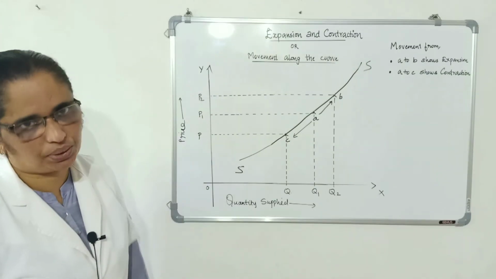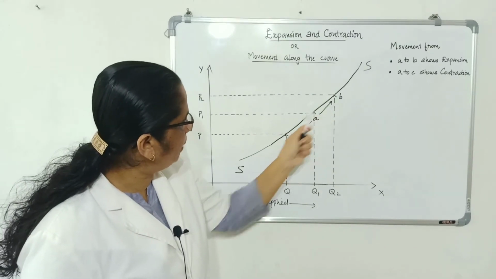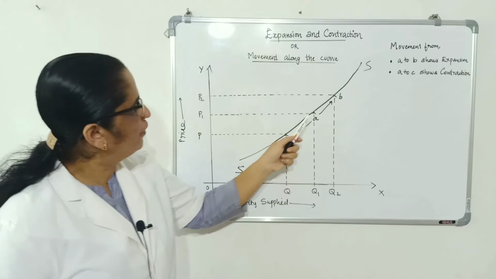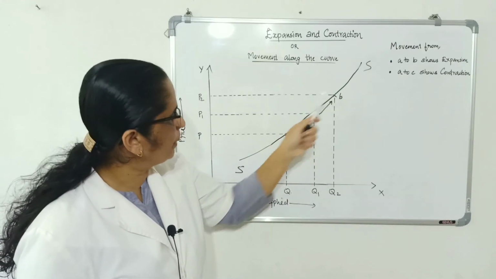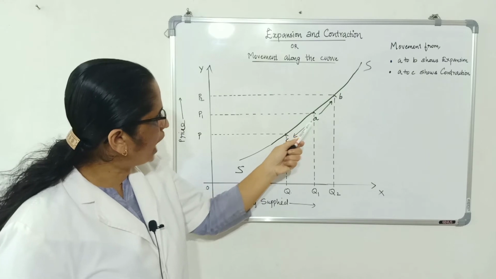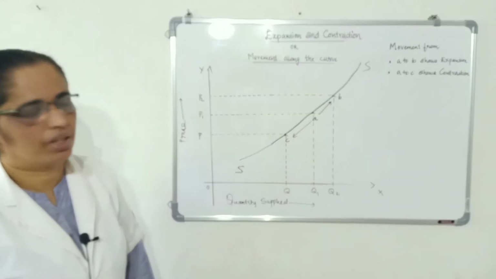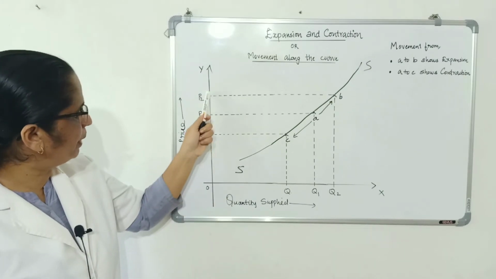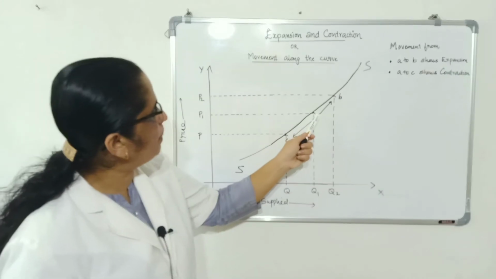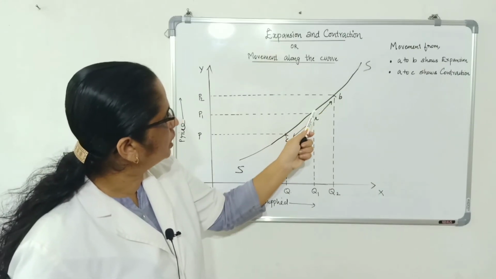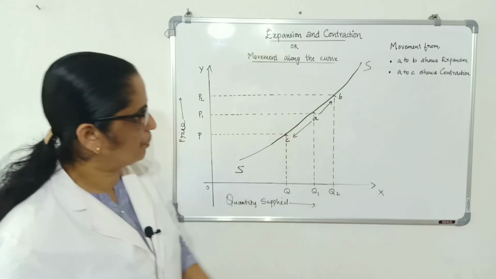What causes a movement along the curve? Price changes. For example, point A, point B, point C. We can show upward movements, A to B. We can show downward movements also, A to C. You see, P, P1, P2, Q, Q1, Q2. For example, movement along the curve. Movement from A to B, upward movement.